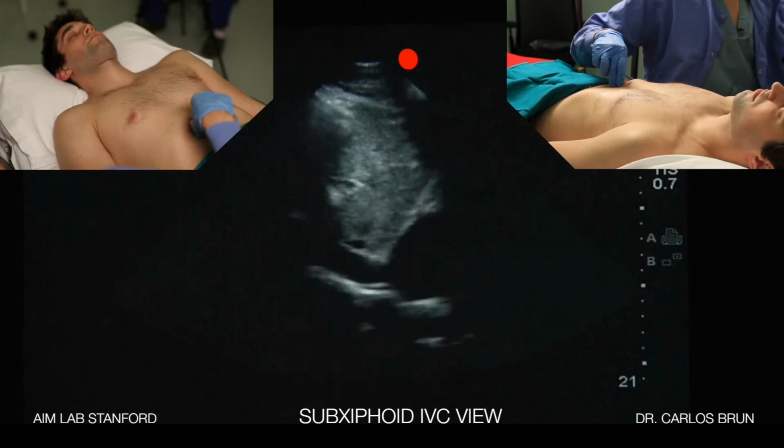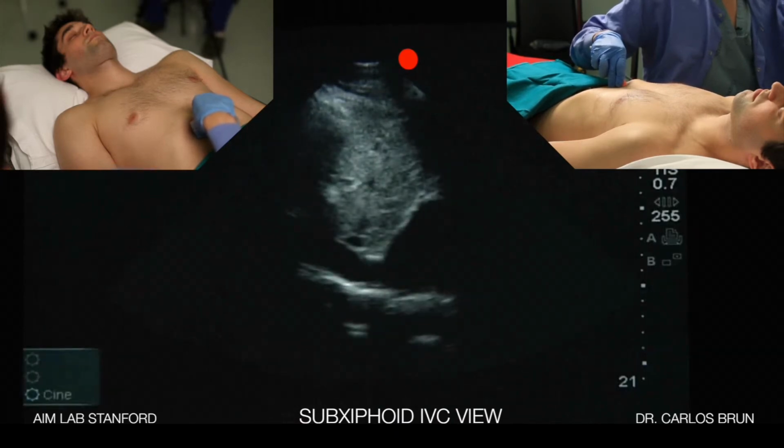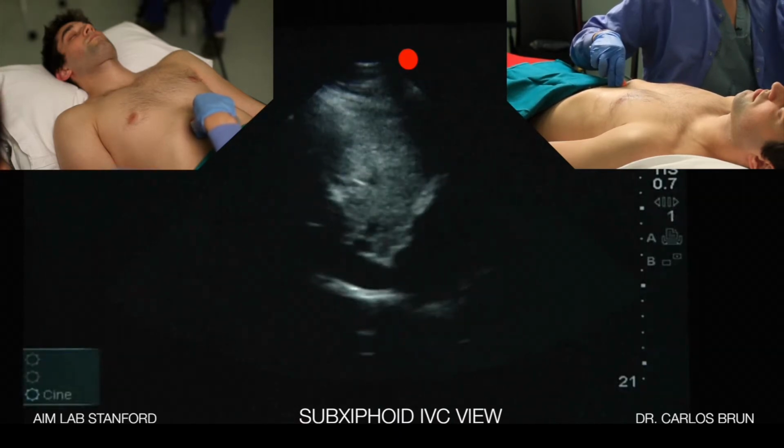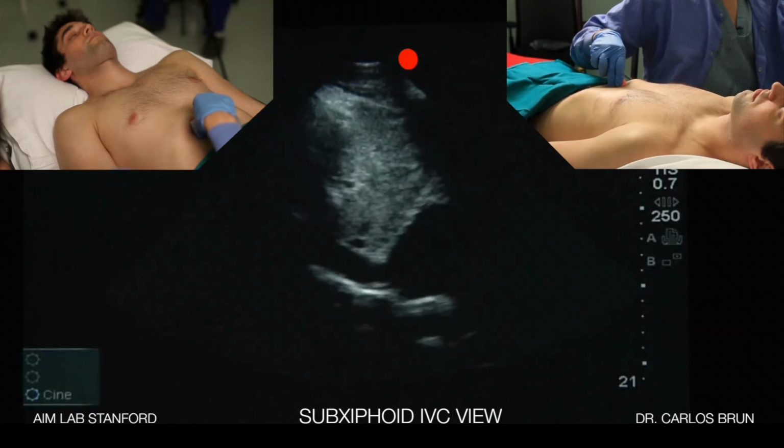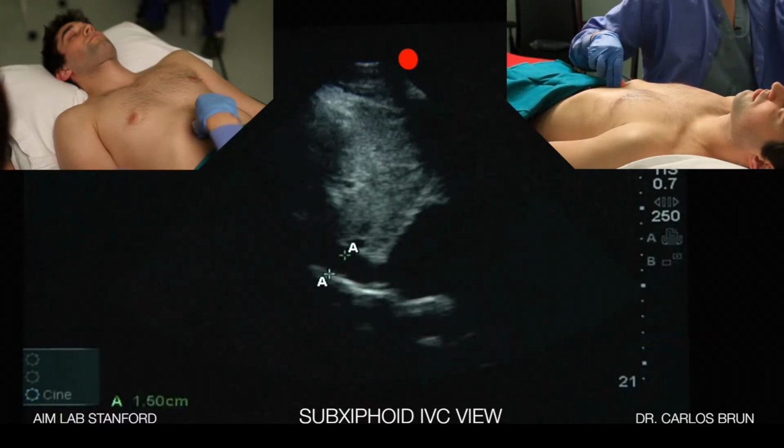In this case, you could also freeze the image and then do formal measurements with your calipers. For example, if you hit a caliper button, you can move the cursor, select, and then move the other cursor. And you'll notice in the bottom left-hand side of the screen, it gives you an actual assessment. So it's just below 1.7.